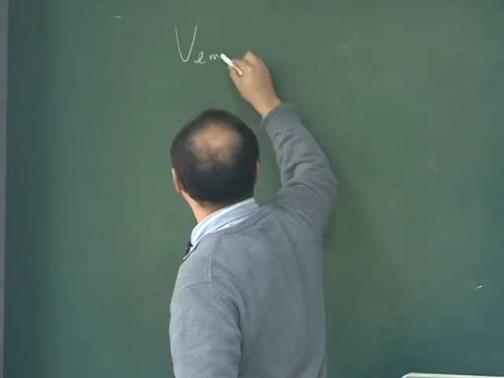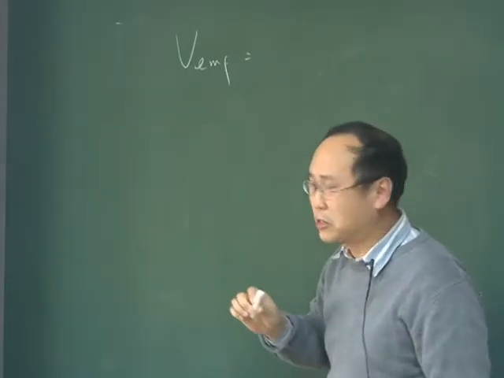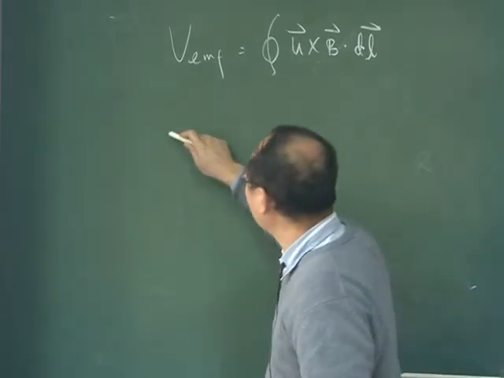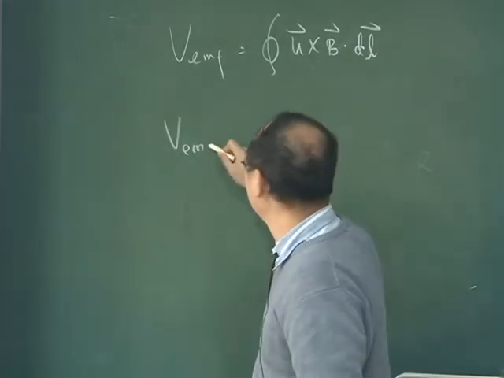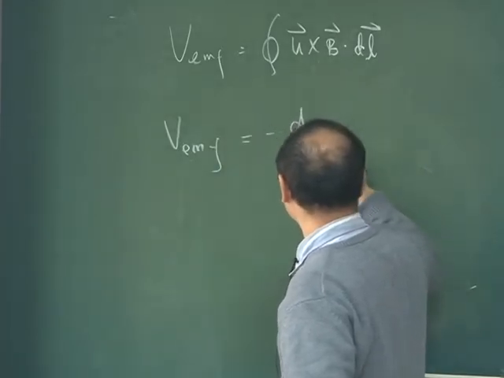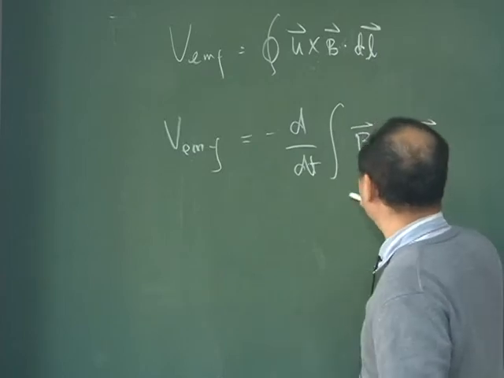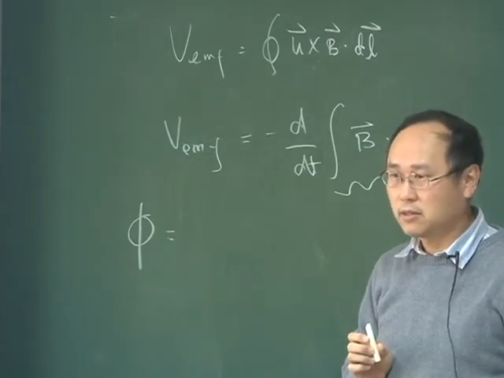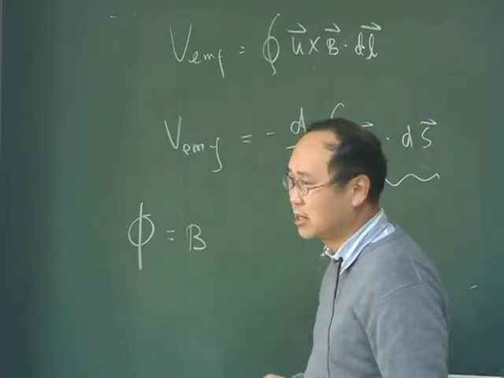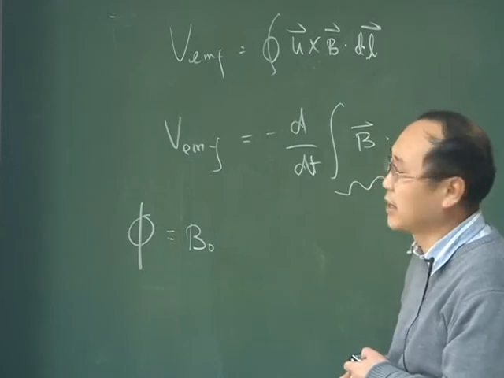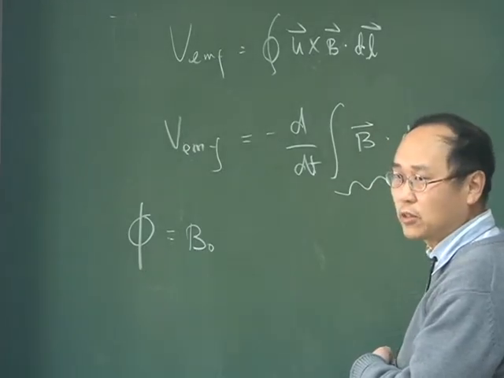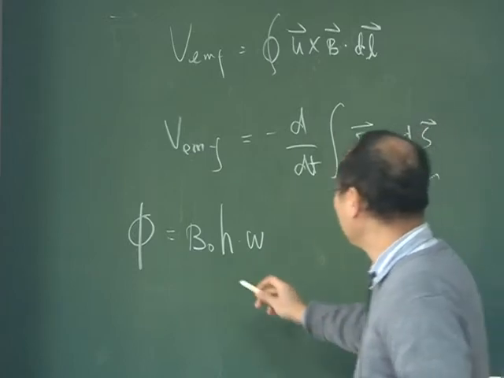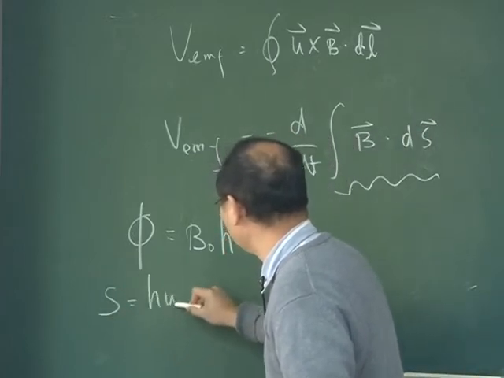Well, so the EMF is equal to, according to our calculation, this is U cross B dot dl. But we can also calculate this from the original expression, that is B dot dS. We first calculate this B dot dS, the flux phi. This B dot dS is equal to B0, the constant magnetic field, integrate over the surface. What is the surface? The surface is H multiplied with W. S is equal to HW.